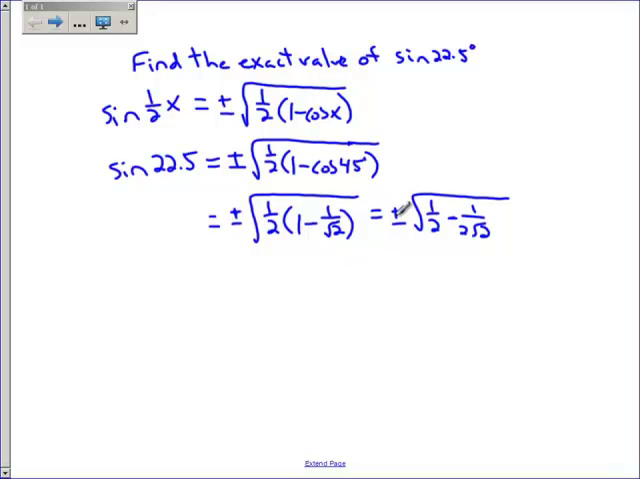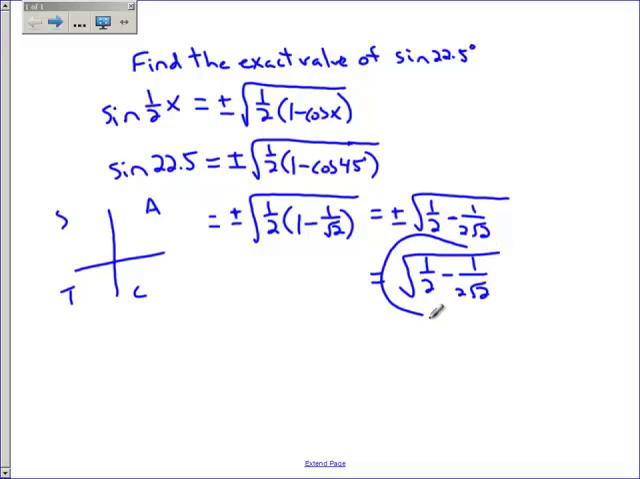Okay, so now you have to choose. Is this positive or negative? Well, you're going to have to know a little bit about all students take calculus. Quadrant 1, everything's positive. Quadrant 2, only sine is positive. Quadrant 3, only tangent is positive. And quadrant 4, only cosine is positive. Where is 22.5 degrees? Well, that happens to be in quadrant 1. And in quadrant 1, all trig functions are positive, so we are going to say this is the positive version of that answer. And there's going to need to be some thought whether or not you're going to pick the positive or the negative.